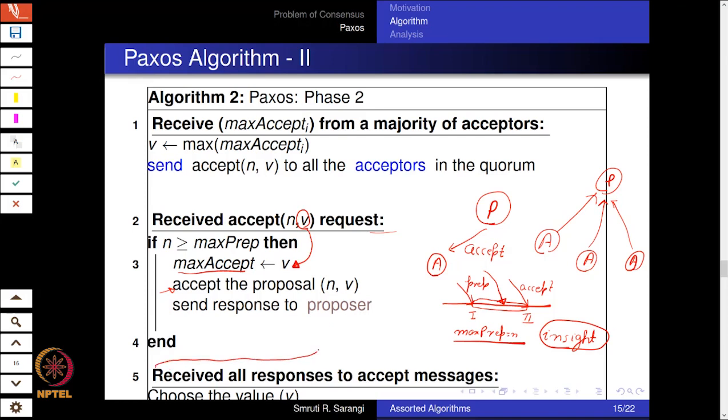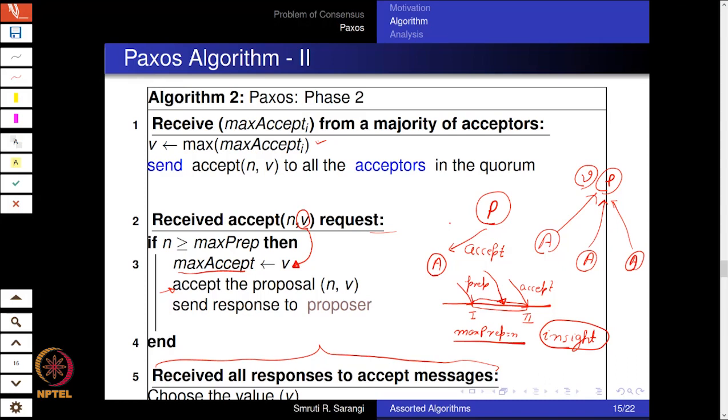If we receive all the responses to the accept messages, so recall that we select a majority of acceptors and we run the protocol with them, if we receive all the responses to all the accept messages that have been sent, then we are sure that the value V that the proposer had proposed, either on its own or because of this max of max accept line, we can choose the value V, and value V is the consensus value. So this terminates the algorithm.